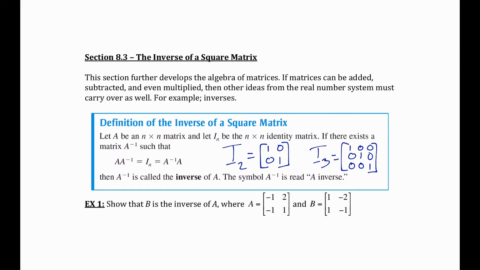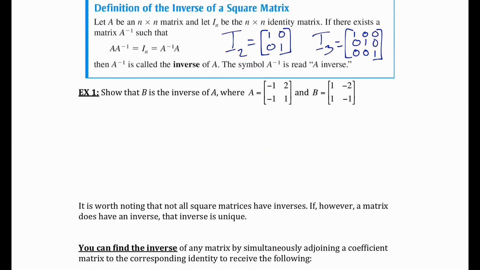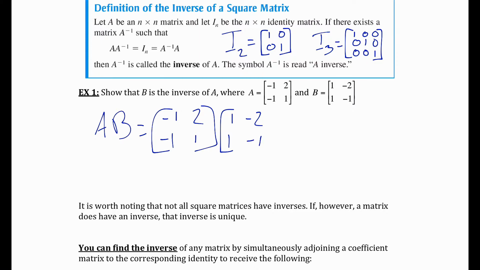So, example 1 here, we're asked to show that matrix B is the inverse of A, where A is -1, 2, -1, 1, and B is 1, -2, 1, -1. We have to start off by doing A times B. Matrix A is -1, 2, -1, 1, and we're going to multiply that by matrix B, which is 1, -2, 1, -1. If they're truly inverses of each other, we should end up with the identity matrix.